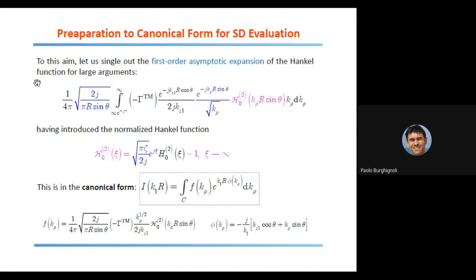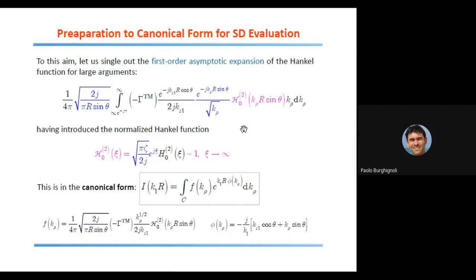In particular, the first step is to extract the first order asymptotic expansion of the Hankel function for large arguments. That is, the blue part here has been factored out explicitly, and therefore we need to redefine a modified Hankel function which incorporates the reciprocal of that asymptotic behavior. Now, this modified Hankel function goes by definition to 1 as its argument goes to infinity. So it's a regular function at infinity.